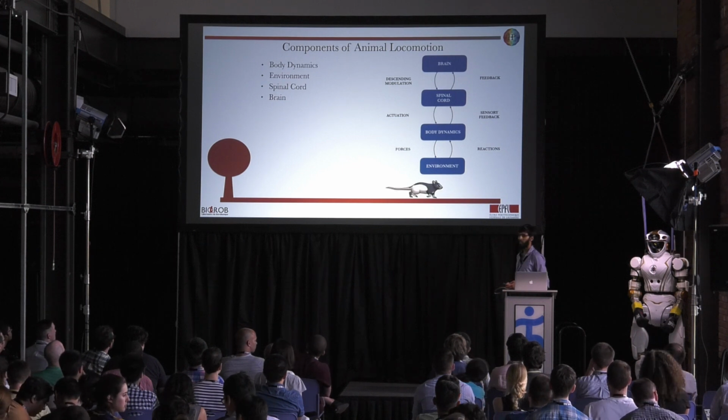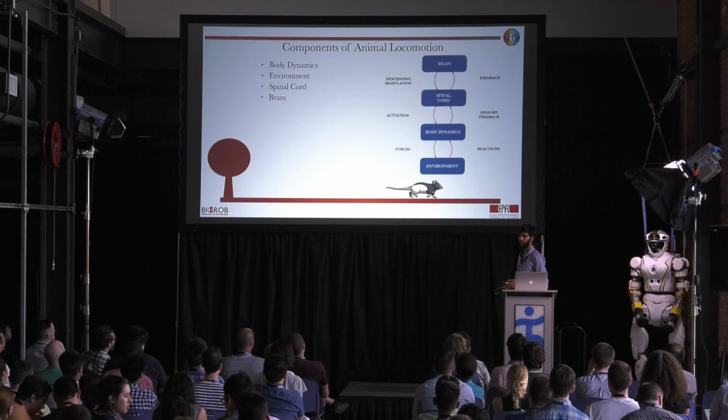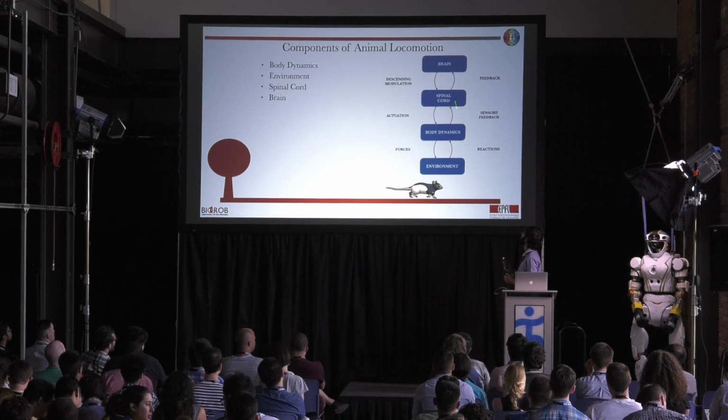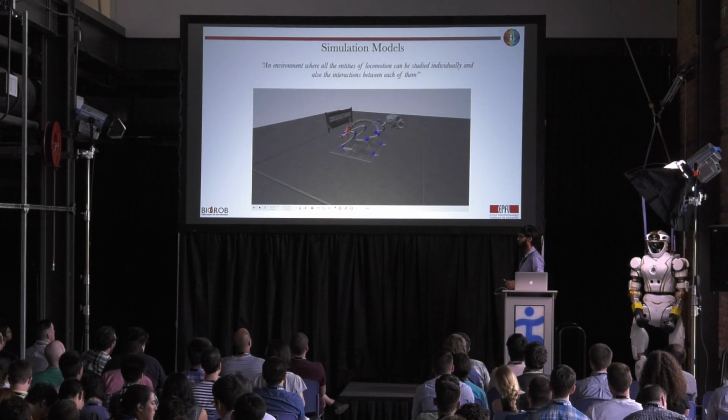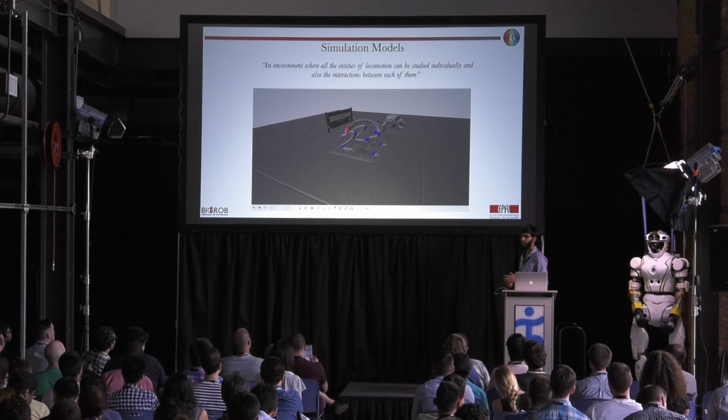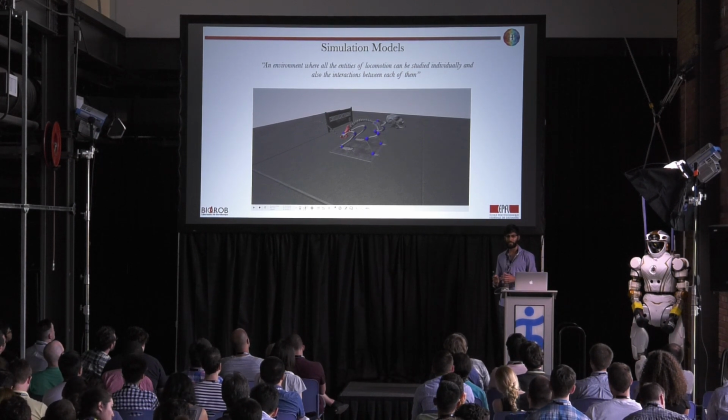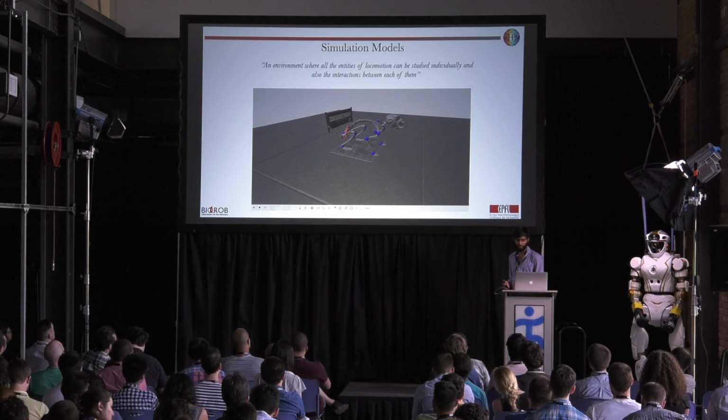But one of the biggest challenges in doing that with real animals is that it is so complex. As I show the interaction in the most simplest form here, to study the interactions of all of these components together in animals can be quite challenging. A powerful solution can be to use simulation models, where you have an environment to study each of these individual blocks, individual components, and also the interactions between them dynamically for different types of locomotion activities.